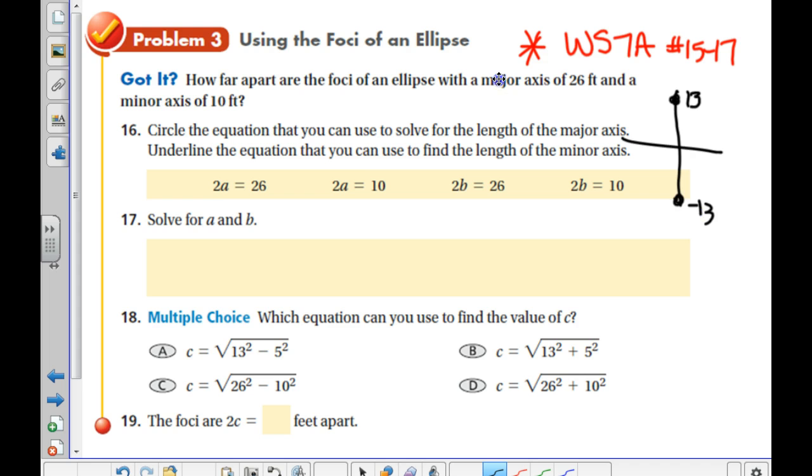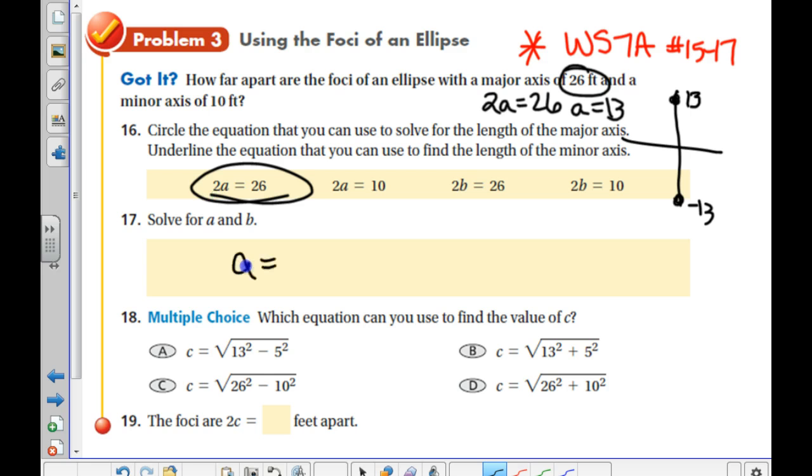Did I lose anybody? Okay. That's the major axis. So 2A is 26, A is 13. We're kind of jumping around here on their example. The minor axis is 10 units long total. What does that mean? 5 on either side of here? Yes? So the minor axis is 2B equals 10, or B is 5.